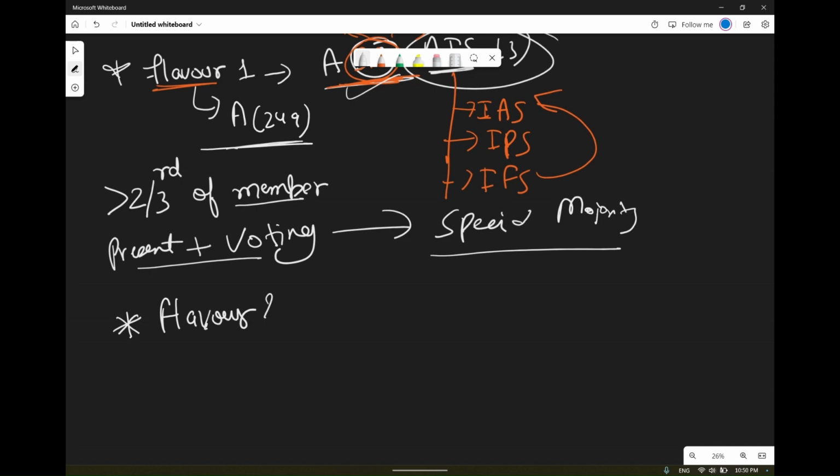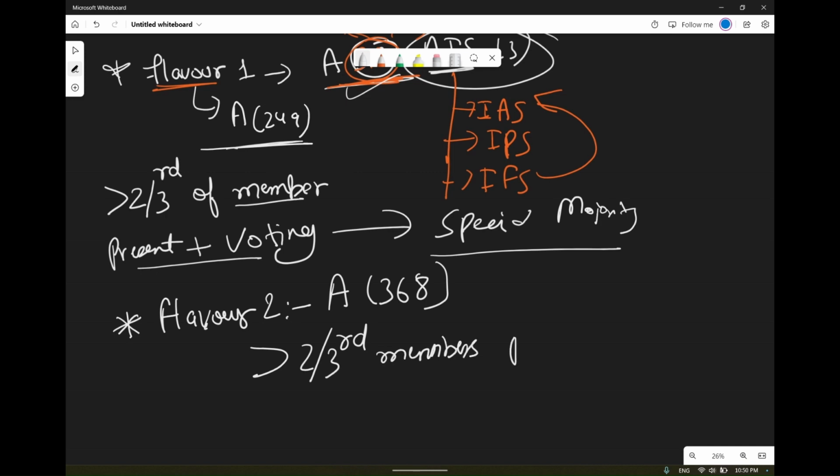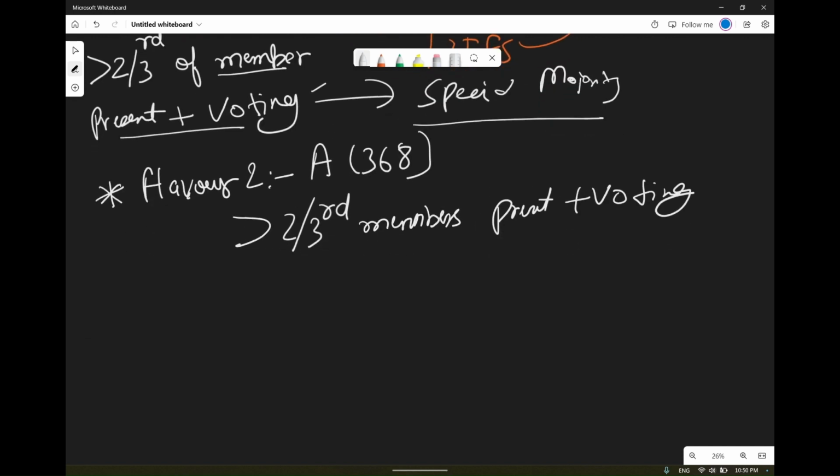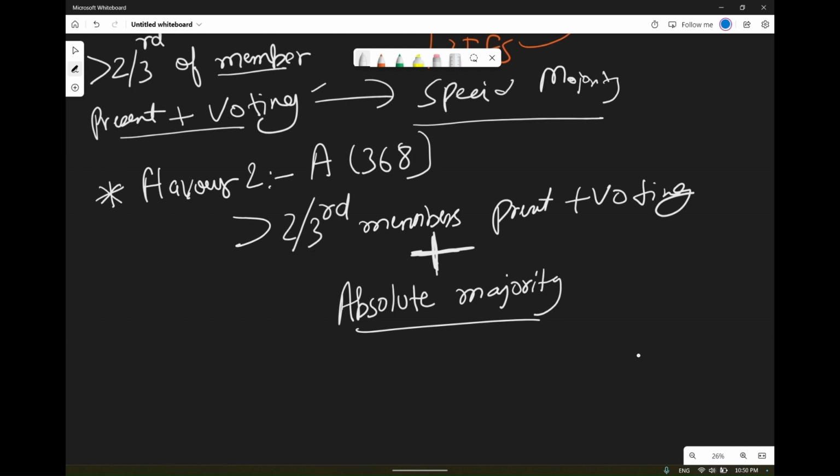Flavor 2, or you can call it type 2, comes from Article 368. Under this, you need 2/3 of members present and voting, plus an absolute majority. Whatever we have seen here: 2/3 of members present and voting, plus an absolute majority is required. This is okay.